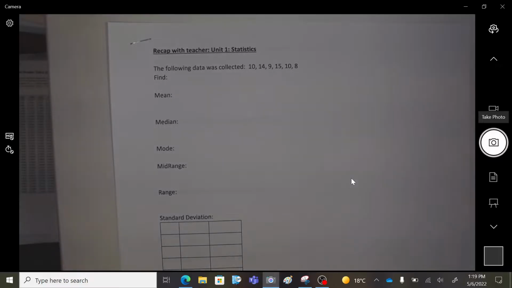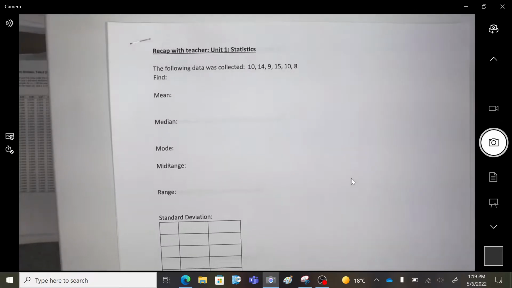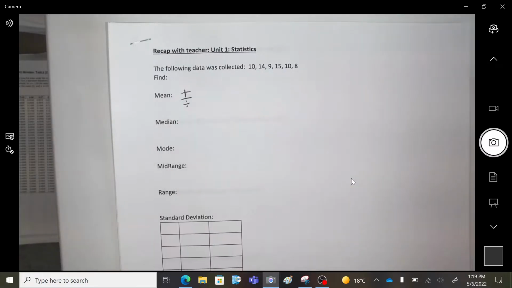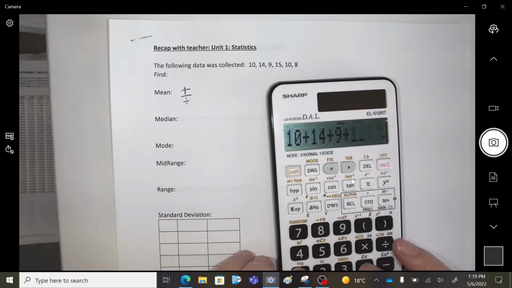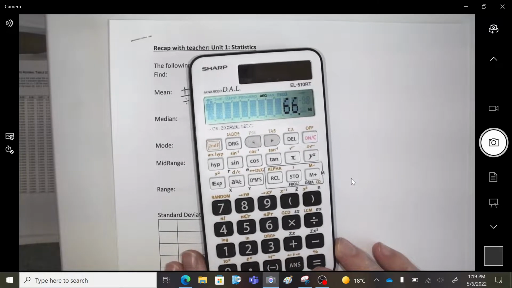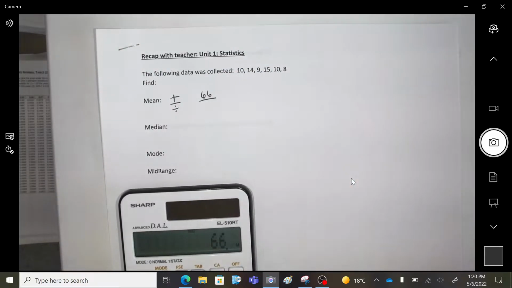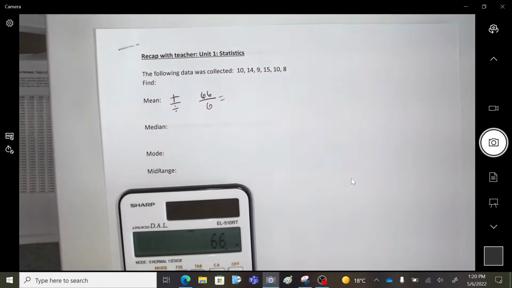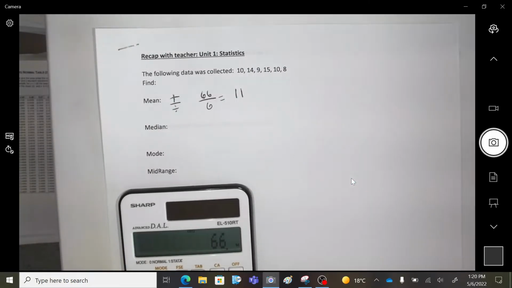Google told me. Okay, question 1 is the stats basic stuff. So the mean, we're going to add and then divide. So add all that up: 10 plus 14, 9, 15, 10, and 8. I was getting 66, divided by the n. There's 6 items. So that means the average, the mean, is 11.